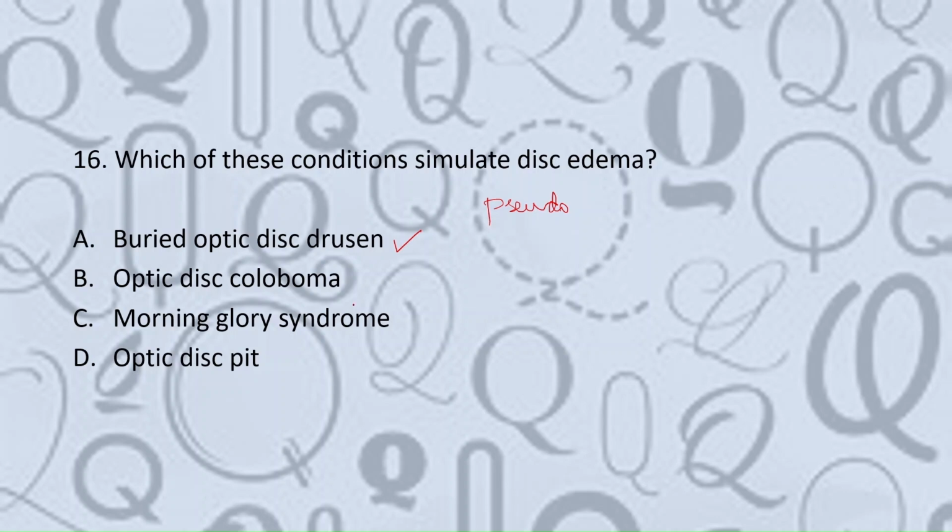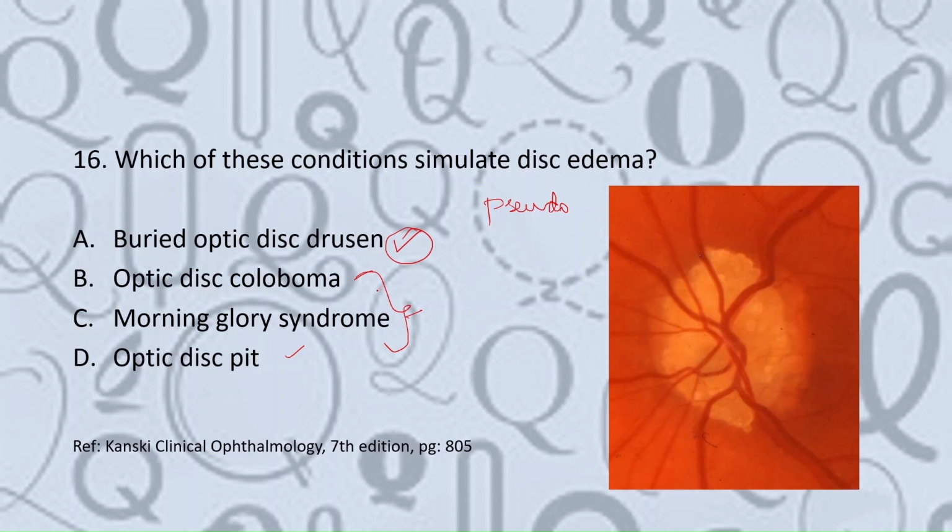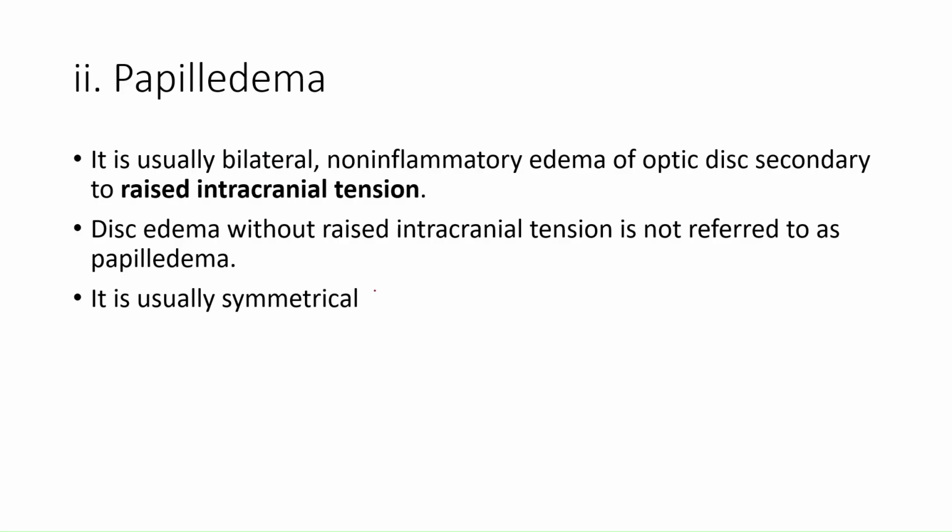Optic nerve coloboma cannot look like an edema because it's an excavated disc anomaly. Same with the other two. These are excavated disc anomalies. So the right answer here is buried optic disc drusen. This is how it appears when it is on the surface. When it is buried, it looks like an elevated or an edematous disc.